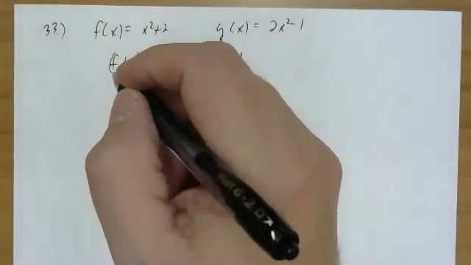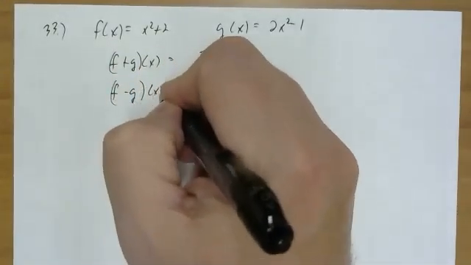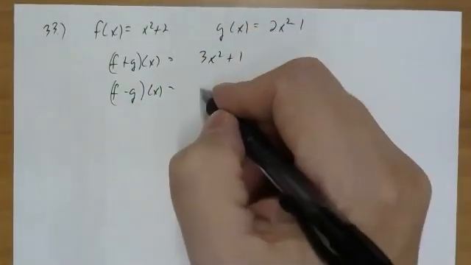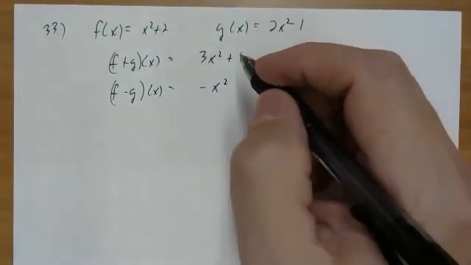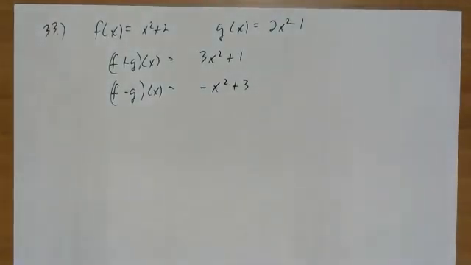Then they want us to subtract. x squared minus 2x squared is negative x squared, 2 minus a negative 1 is negative x squared plus 3.